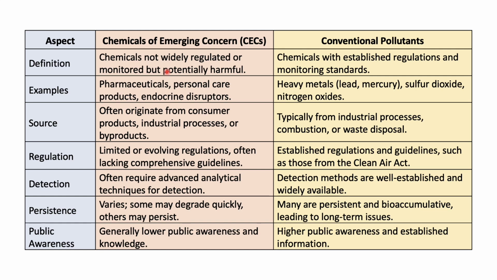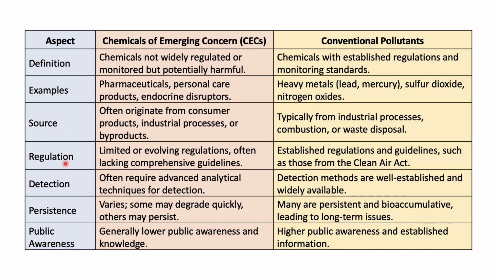So here is the comparison between the conventional pollutant and the chemicals of emerging concern. The definition is: chemical not widely regulated or monitored but potentially harmful. So this is the important word. Potentially harmful is the only thing we know right now. That's why we say it is a chemical of emerging concern. But when we talk about pollutants, these have established regulations and monitoring standards. In other words, we already know these chemicals are going to cause lots of problems. The examples include pharmaceuticals, personal care products, endocrine disruptors for chemicals of emerging concern. But pollutants means heavy metals like lead, mercury, sulfur dioxide, nitrogen oxide, which are already declared chemical pollutants.